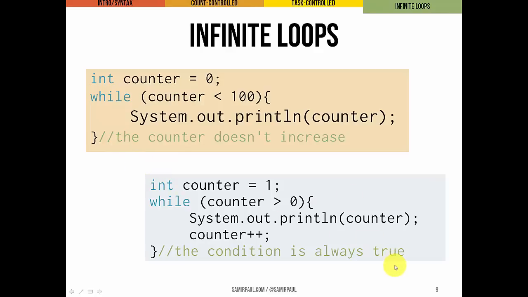The second way is if the condition itself is just always true. So here, we start with a counter equals 1, and our condition is while the counter is greater than 0. Well, we do have an increment. We are changing our counter, but we're not changing our counter in the direction that matters. If counter starts at 1, and the way we're changing it is by adding 1 to it, well, it's always going to be greater than 0. So even though we're changing our counter, we're changing it in the wrong direction, and this condition will always evaluate to true. That leads, again, to an infinite loop.